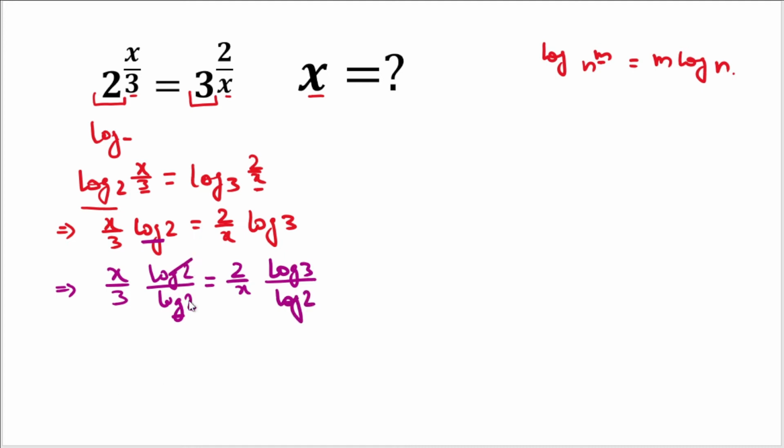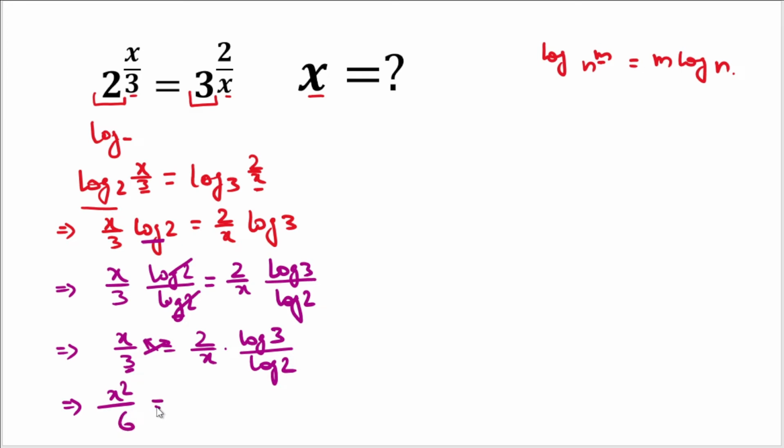So here log 2 and log 2 get eliminated, and on the left hand side we can write x divided by 3, equal to, on the right hand side, 2 by x multiplied by log 3 divided by log 2. Now for simplification we will cross multiply, so we can write x square divided by 3 times 2, which is 6, equal to log 3 divided by log 2 on the right hand side.